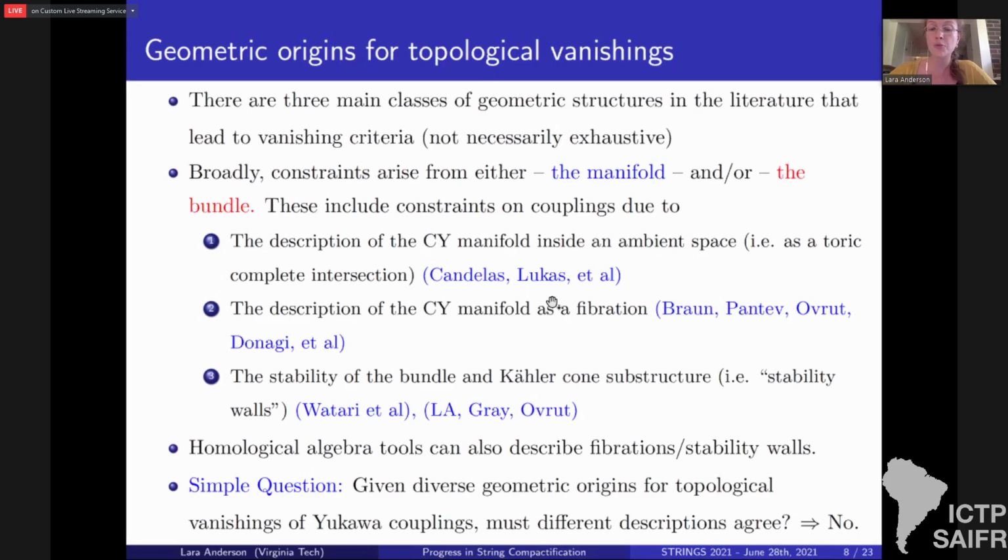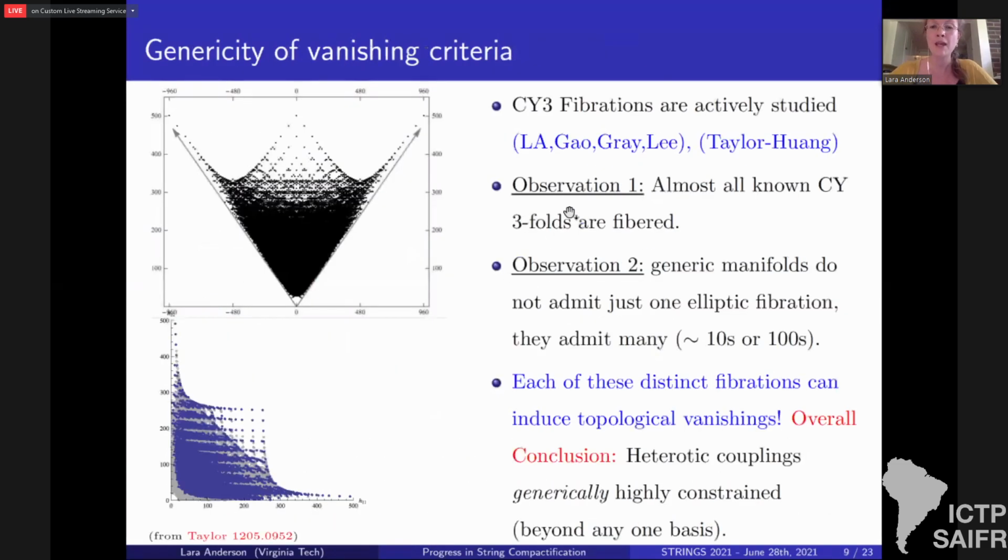And the answer, we explored this in various contexts, is a definitive no. So in general, each distinct description of a geometry can impose different couplings to vanish. And of course, if any one description tells you it's zero, since it's the same theory in different descriptions, that's telling you that many more couplings are zero. So let me give a flavor of just one of those.